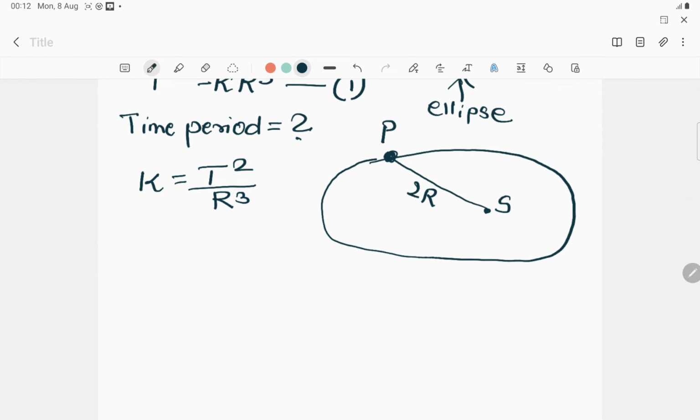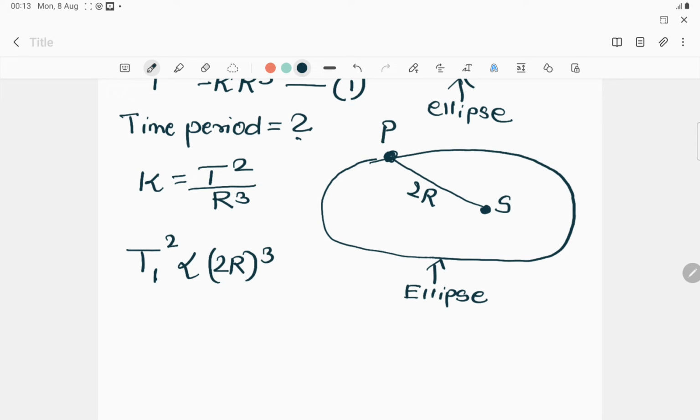Now consider the second case. In the second case also, this is an elliptical orbit, so it will follow Kepler's law again. The trick involved here is that the constant will be the same. So then we can conclude the time period. I will consider the time period of this new orbit as T dash, which is not the same as the time period of the first one. T dash square is proportional to, now r is replaced by 2r because this distance is 2r, so 2r the whole cube.